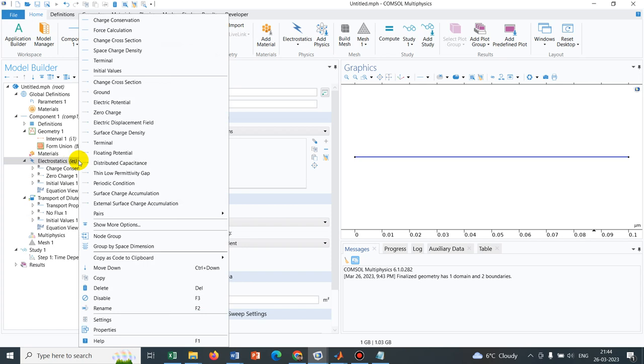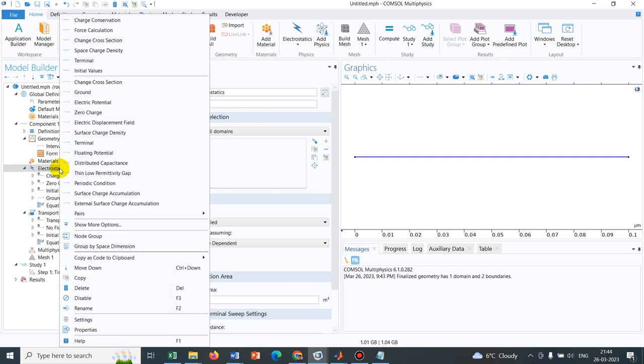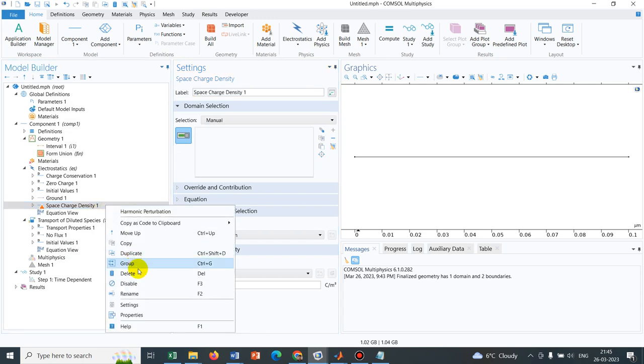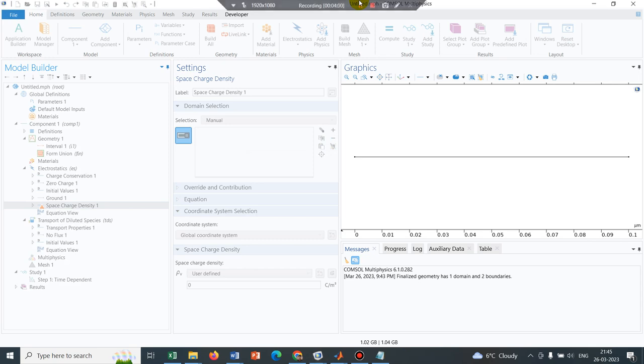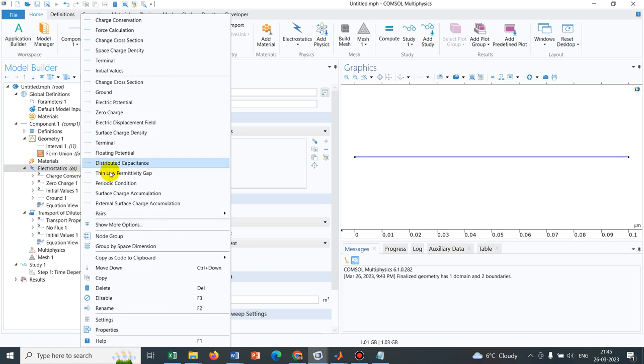So I right click on electrostatics. If you see the options, there are multiple options. There is one option, say ground. So let us keep this part grounded, and let us choose one charge density. There will be some option of space charge density. Yeah, this one. Oh, this is space charge density. I need charge density. Charge density, it will be in the form of, yeah, surface charge density.